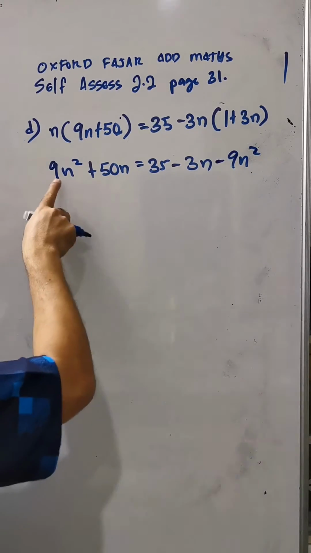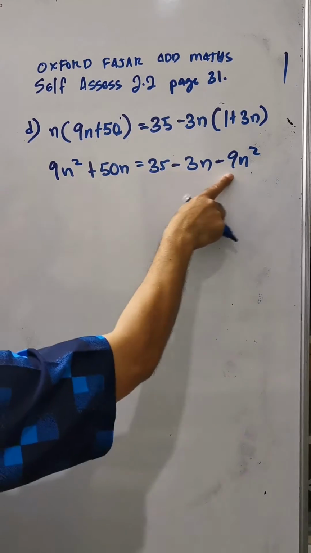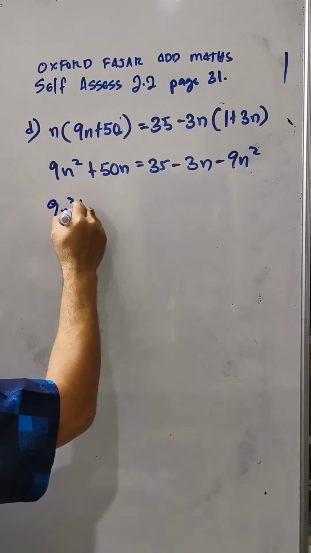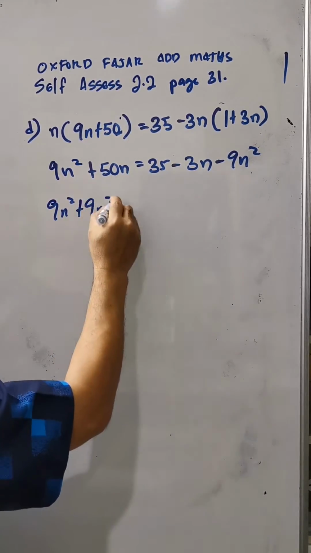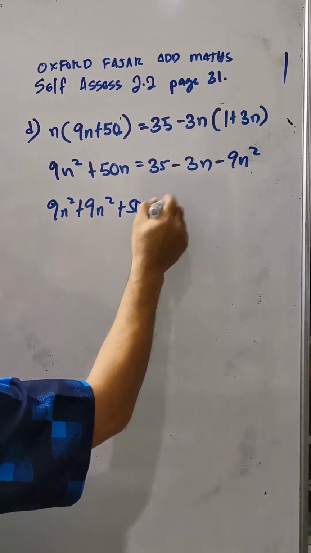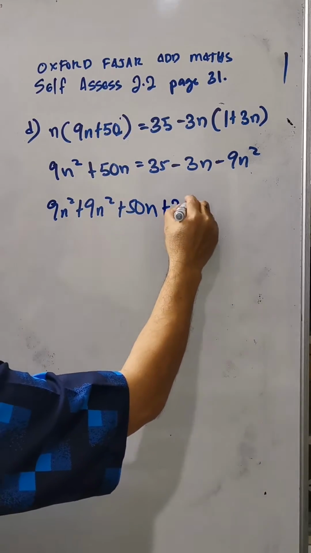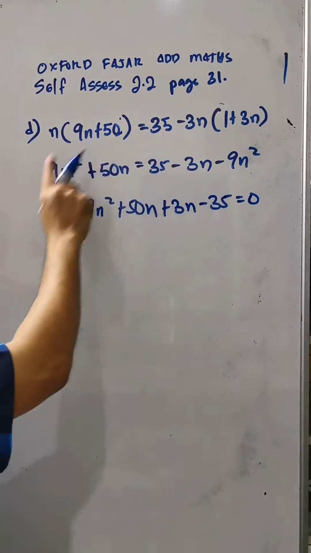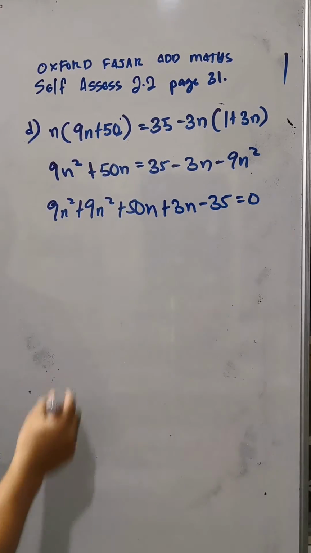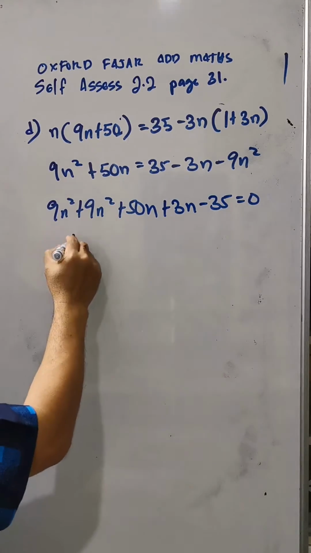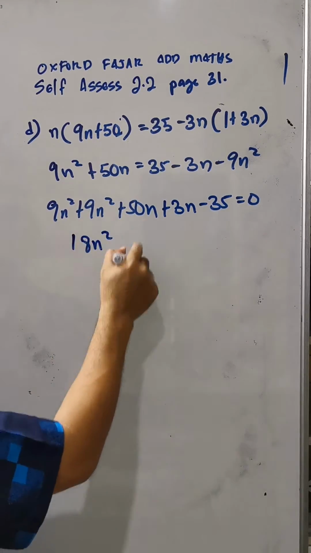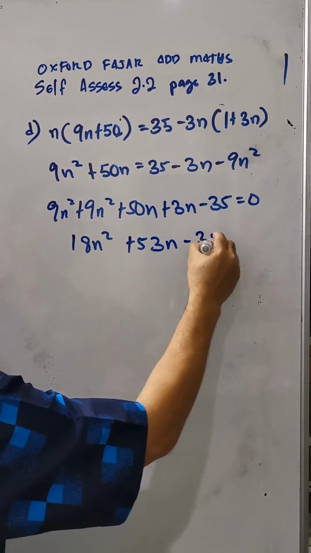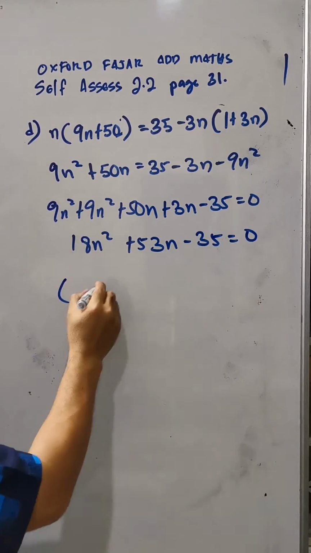Since our 9n squared is negative, I bring everything to the left side. 9n squared plus 9n squared plus 50n plus 3n minus 35 equal to 0. Negative becomes positive, and positive becomes negative. Simplify: 9n squared plus 9n squared will be 18n squared. Then this one will be 53n minus 35 equal to 0.